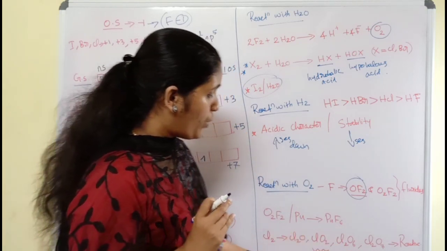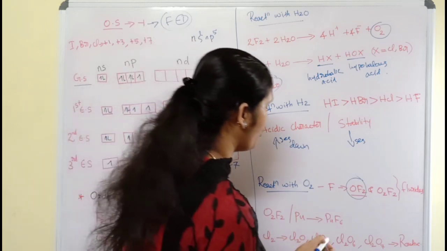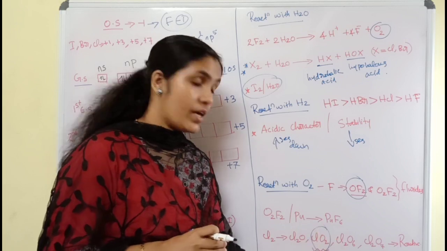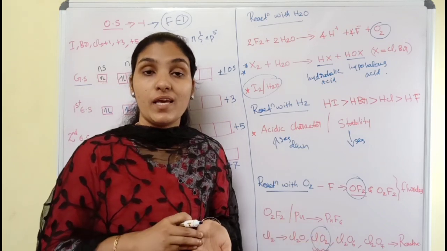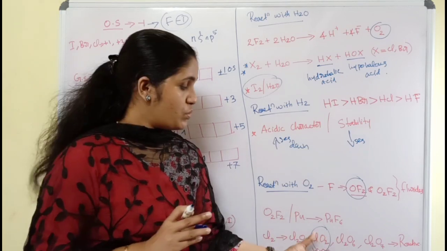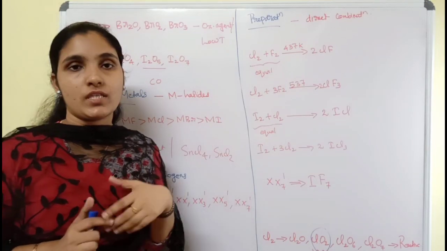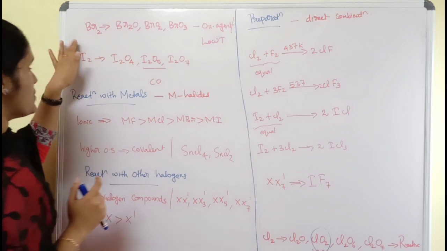Out of these 4 oxides, note down the case of ClO2, which has wide applications. ClO2 is used as a bleaching agent. It is used in the field of bleaching. Moving to the oxides of the next halogen, that is bromine.